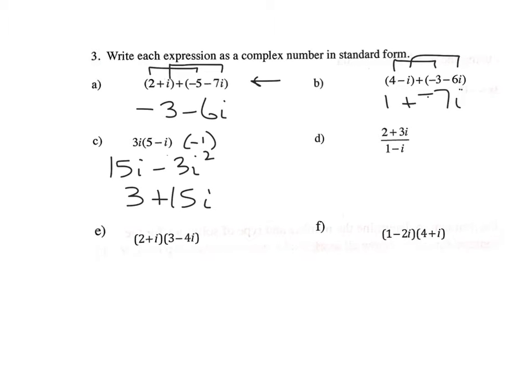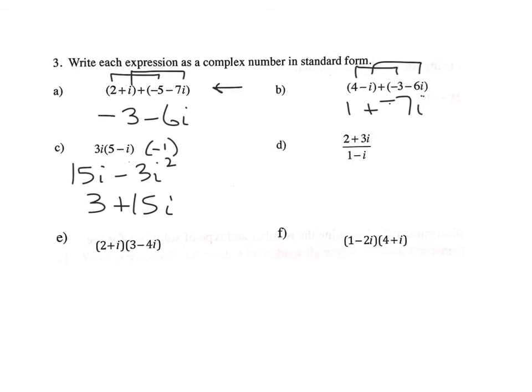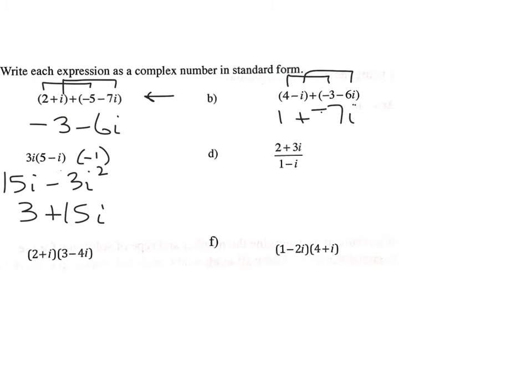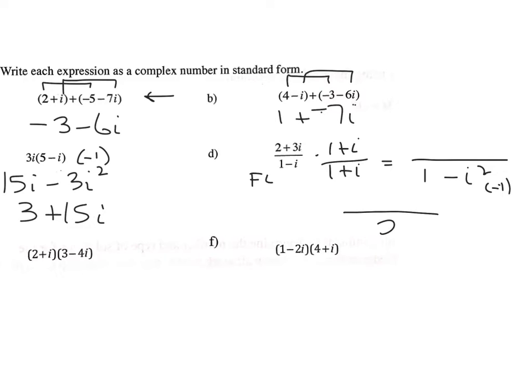All right, D is probably the worst part. You got to multiply by the conjugate, and I know you knew that. The conjugate of 1 minus i is 1 plus i. When you multiply your denominator, remember, you can just do FOIL, because they're conjugates. First is 1, last is minus i squared. And don't forget, i squared is really negative 1, so 1 minus negative 1 is really 2, so I'm going to have 2 in my denominator.